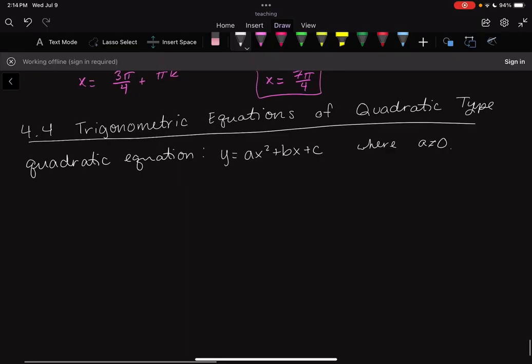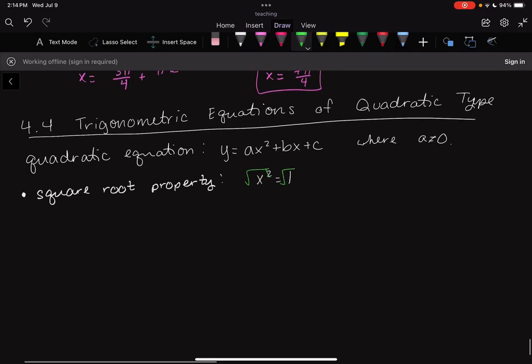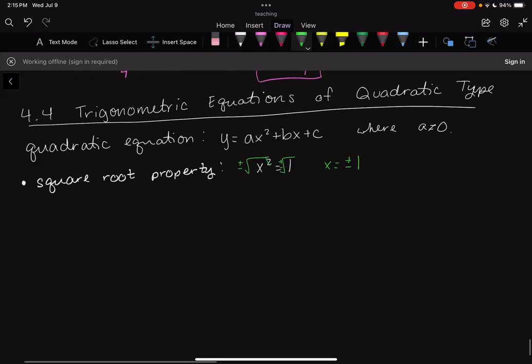So one way to solve a quadratic is to use the square root property. I'm just going to come up with a little algebra example to hopefully remind you of what this is. If you have x squared equals 1, usually with something like this, we would just square root both sides. And you have to be careful because when you take square roots, it needs to be plus or minus. So this becomes x is equal to plus or minus 1. We can do that, but instead of x, it's a trig equation.